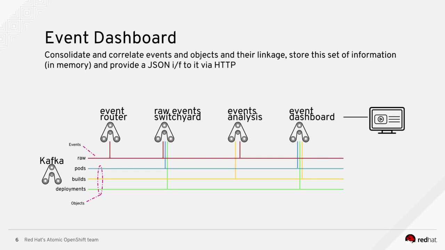The event dashboard is the fourth component, which is simply consolidating and correlating all the events and all the objects seen on the different topics in Kafka. It is basically correlating everything so that one repository could be set up and displayed to the end user.